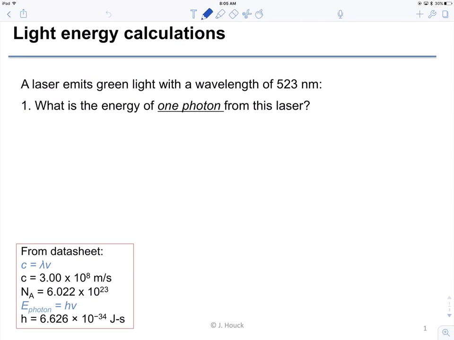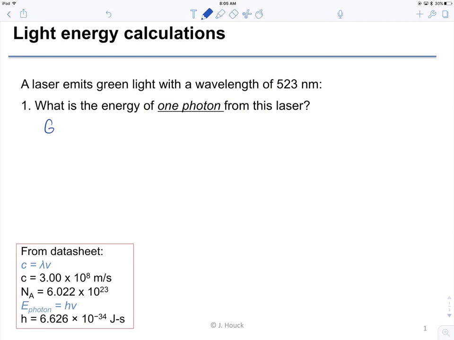Hi class, we're going to walk through these calculation examples dealing with light energy. We should be able to do these types of problems and solve for either energy, wavelength, frequency, or number of photons. So in this particular example, we're talking about a laser emitting green light.